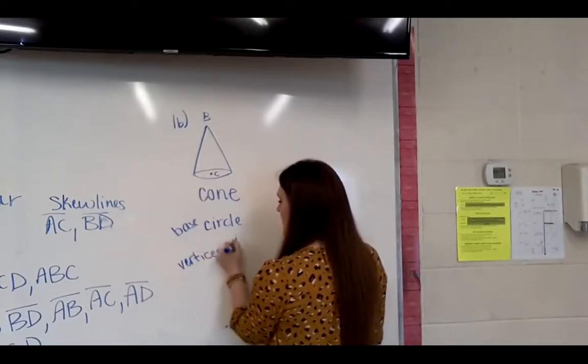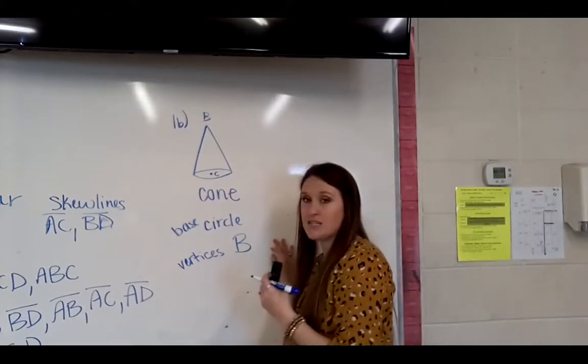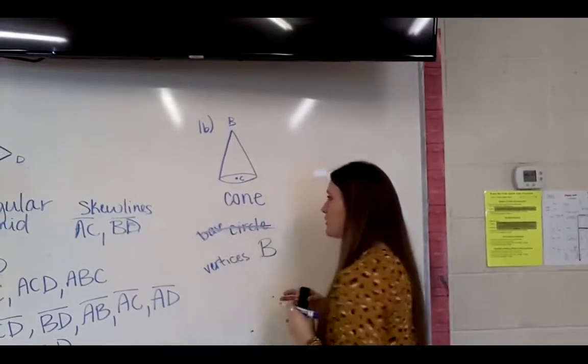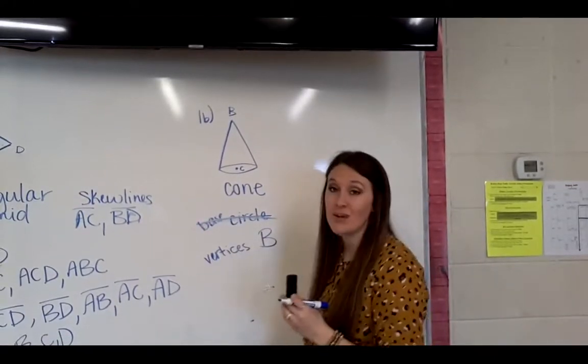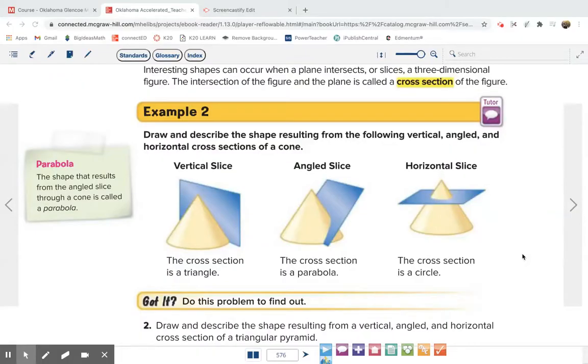For the vertices, it has B. And two skew lines, we don't have any. So this one literally just has, that one's kind of, not really a cone, and it has a vertice of B. That's all you can have on a cone. It's very limited. Okay, we're just going to talk about this one.